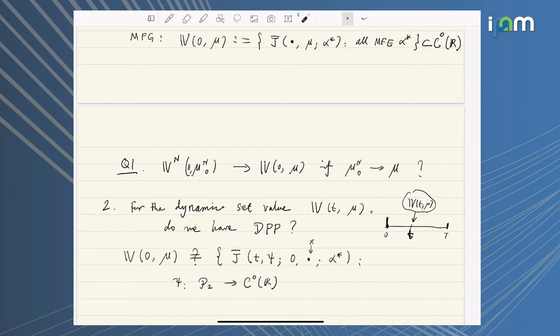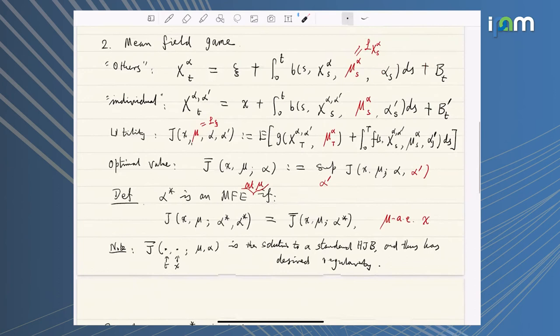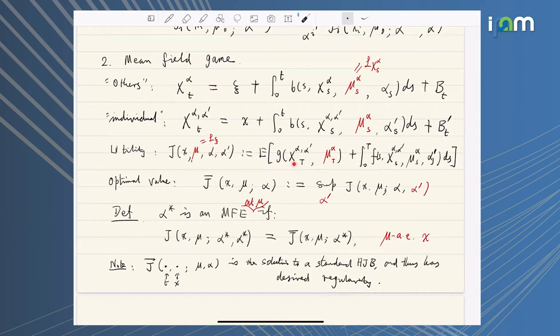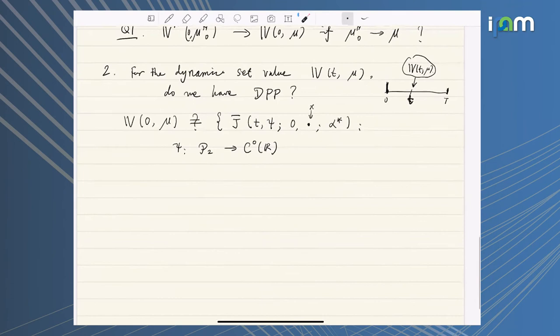Psi will be this g here. So given the measure, it's a function of x. It will be the new terminal condition. Okay, so it satisfies, well, the original mu is given, so I'll write a nu here.